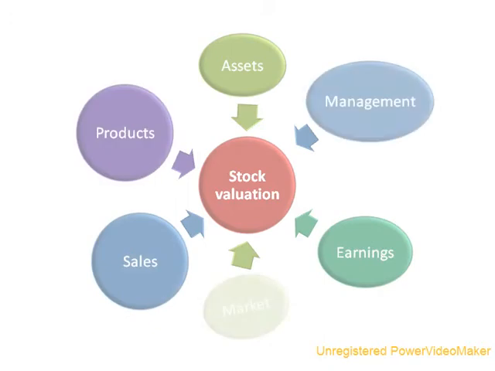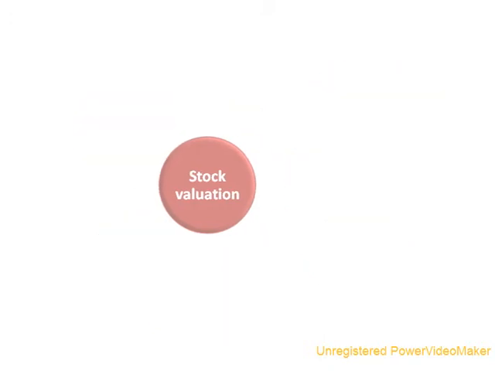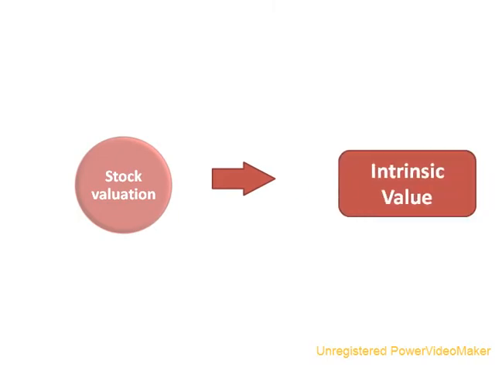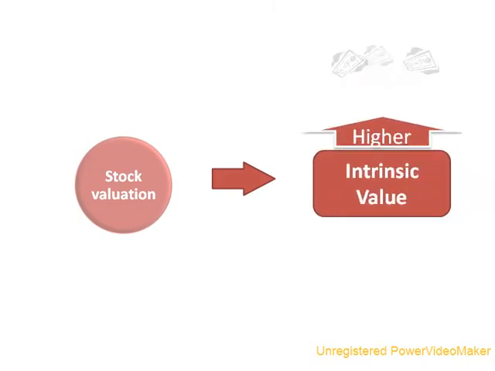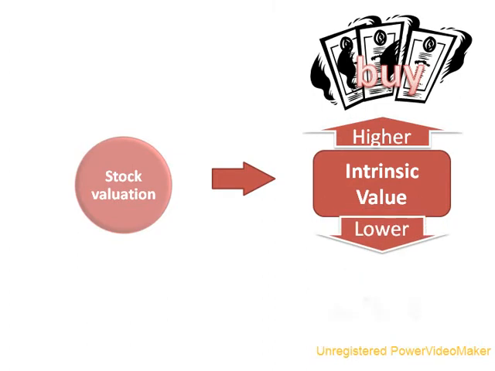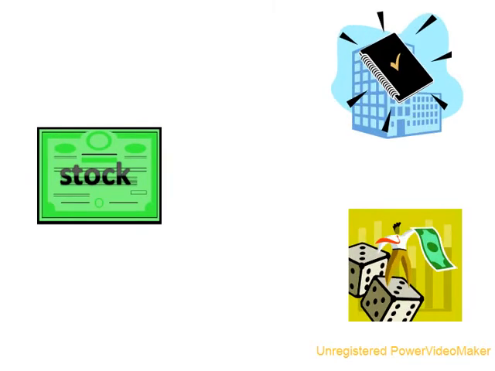The first thing we're gonna do is stock valuation. Assets, earnings, sales, products, management, and market all affect the value of stock. The result is the stock's intrinsic value. If a stock's intrinsic value is higher than the current share price, it is bought. Otherwise, it is sold. Here comes the basic calculation.